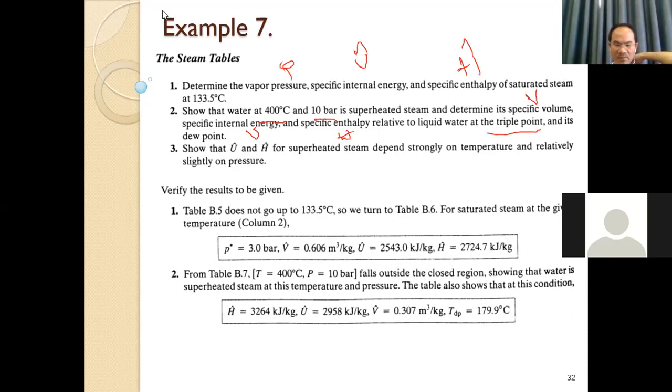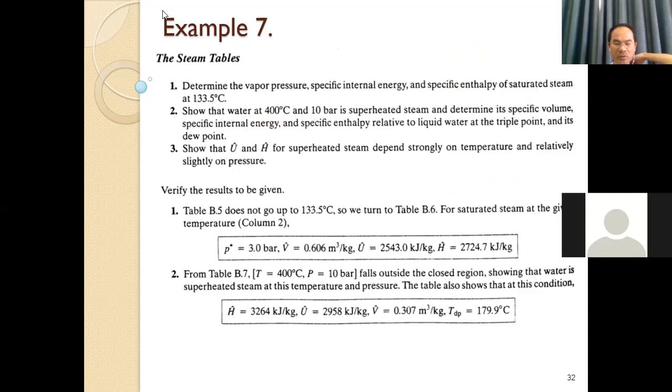As I told you, we cannot calculate U or S as absolute values. We can calculate only delta U and delta S. But in the steam table, it's related to the triple point already. That means the steam table values are already delta S.